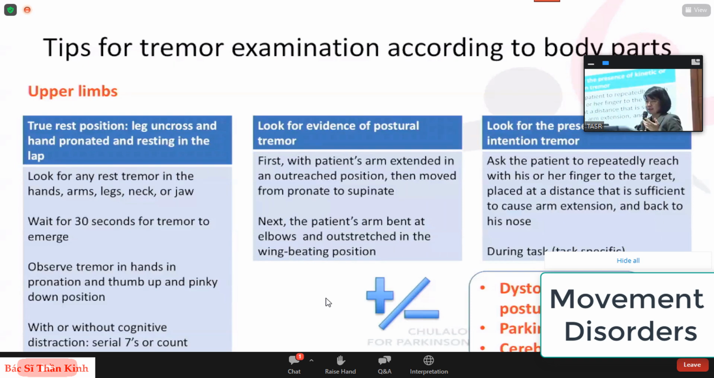But the key is you have to ask the patient to reach to the end of the distance of the patient's arm to see all the components of the kinetic tremor. And also you have to look for other features like dystonic posturing, parkinsonism, and also cerebellar signs that are quite common to occur together with the tremor.